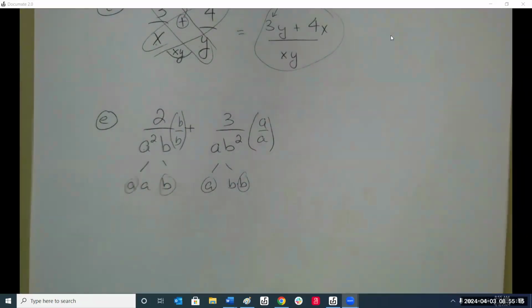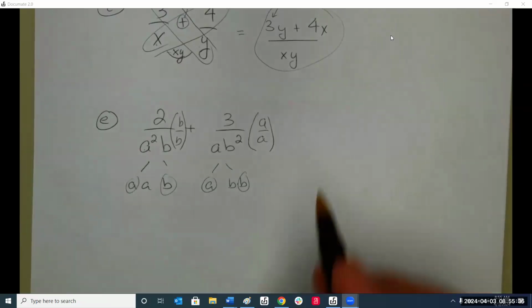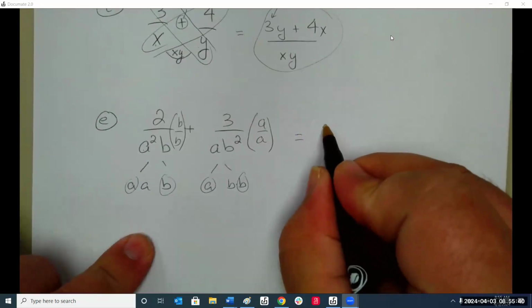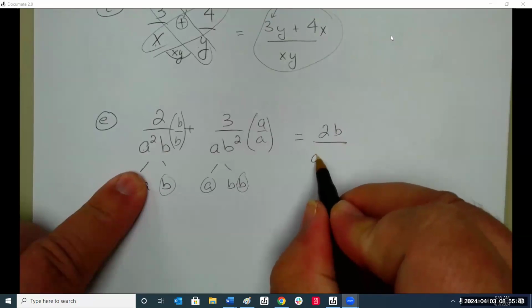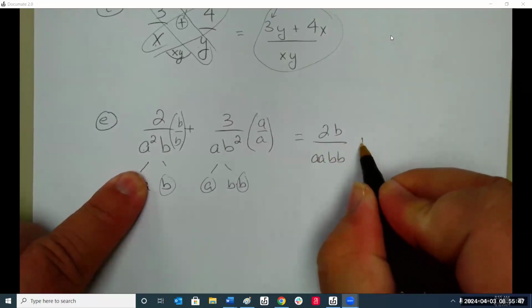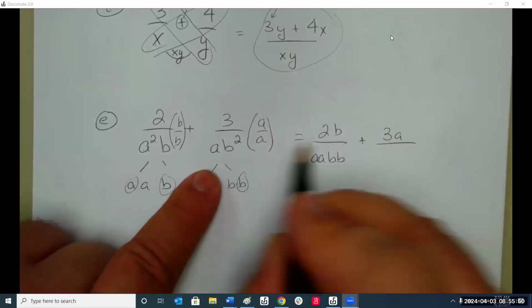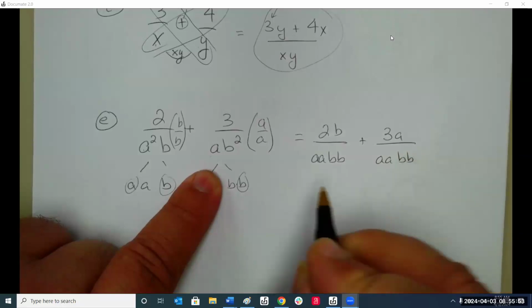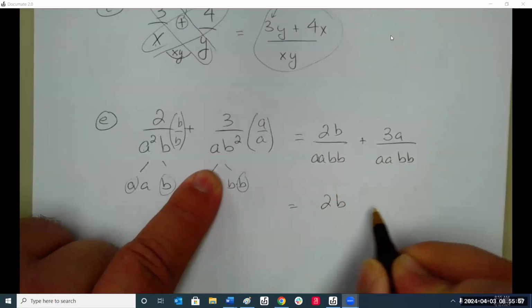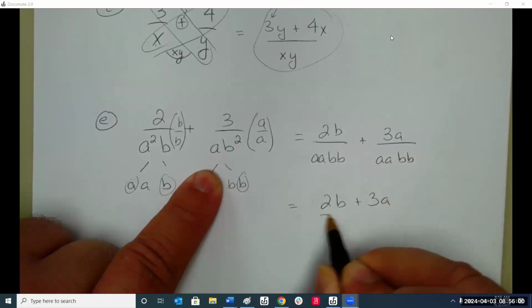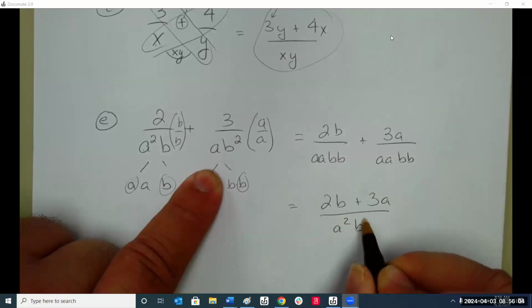Why do we multiply by b over b and a over a? What is b over b? One. When you multiply something by one, do you change the number? Anything times one is itself. So I'm not changing the number, I'm just changing the way it looks. So we have 2b, we have a times a, b times b, and 3a, we have a times a, b times b. So we have 2b plus 3a. They both have two a's and two b's.